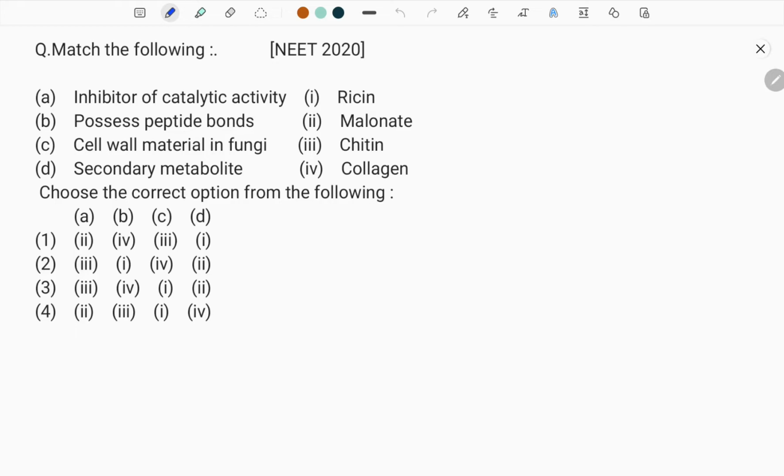We have matched the following type of question here. The first one is inhibitor. This kind of inhibitor is called a competitive inhibitor. Let me explain what exactly the competitive inhibitor is. Generally they are present in the enzymes. Enzymes are organic catalysts or biocatalysts. They speed up the rate of reaction by decreasing the activation energy.